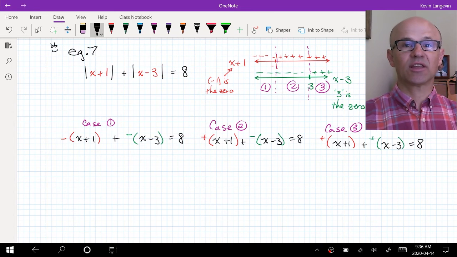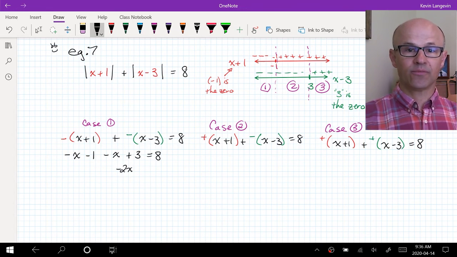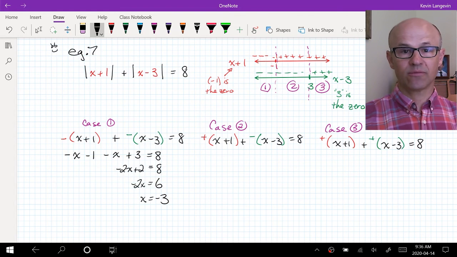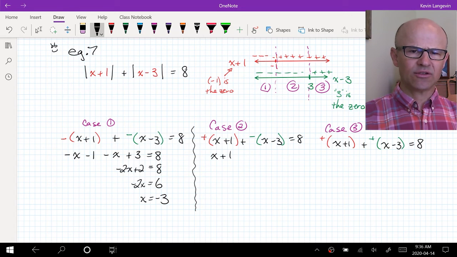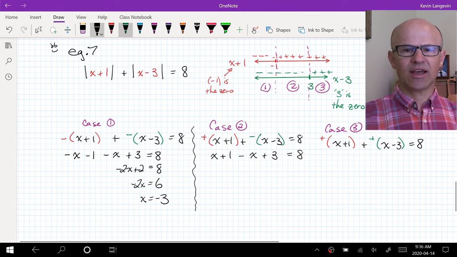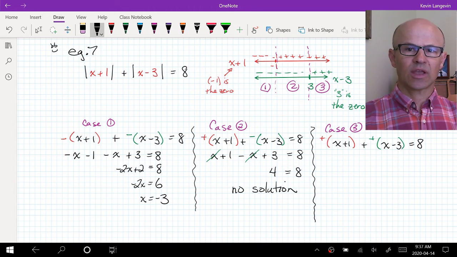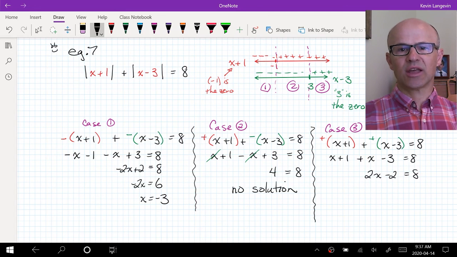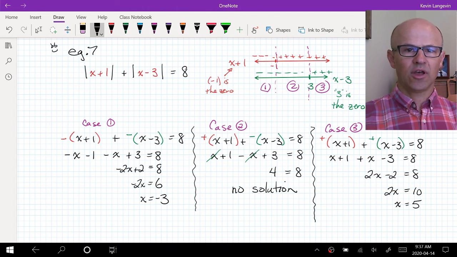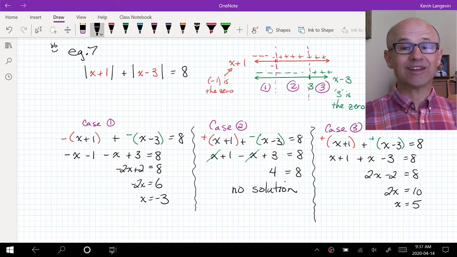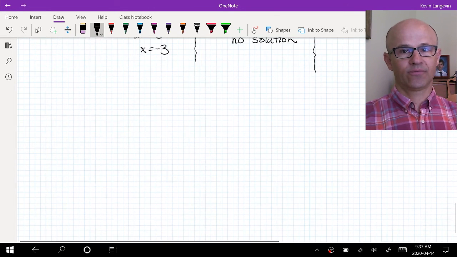Based on this, I can then go about using my algebra and solving for each one of them. In case 1, I get x is equal to -3. Case 2, something interesting happens. My x's cancel out. I get an impossible statement, so there's no solution there. And in case 3, I go about solving, and I get that my x is equal to 5. Both case 1 and 3, when tested, do work.